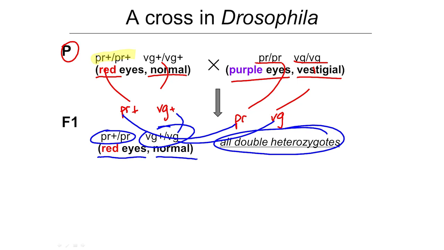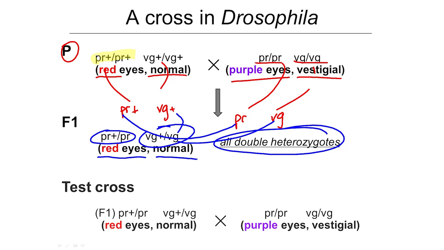But as I said, we're going to do a test cross instead. So let's see how that would work out. It's actually easier than the 9:3:3:1, but you have to adjust your thinking a little bit if that's what you're used to doing. So we're going to take this F1 individual, which is phenotypically red-eyed and normal-winged, but remember it's a double heterozygote, and we're going to test cross it.